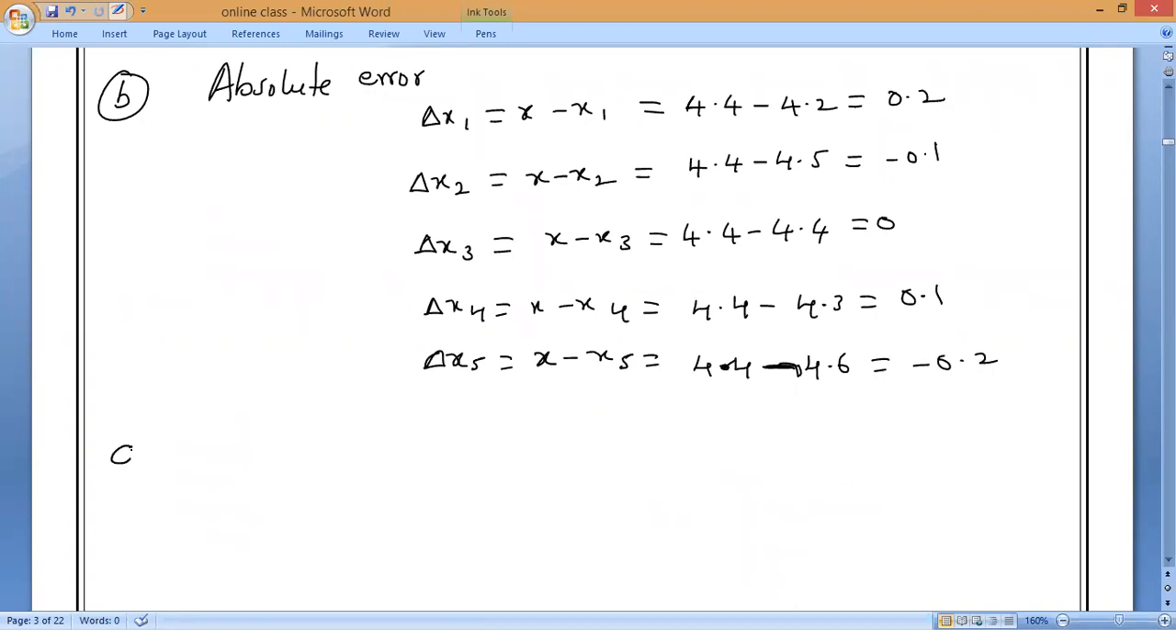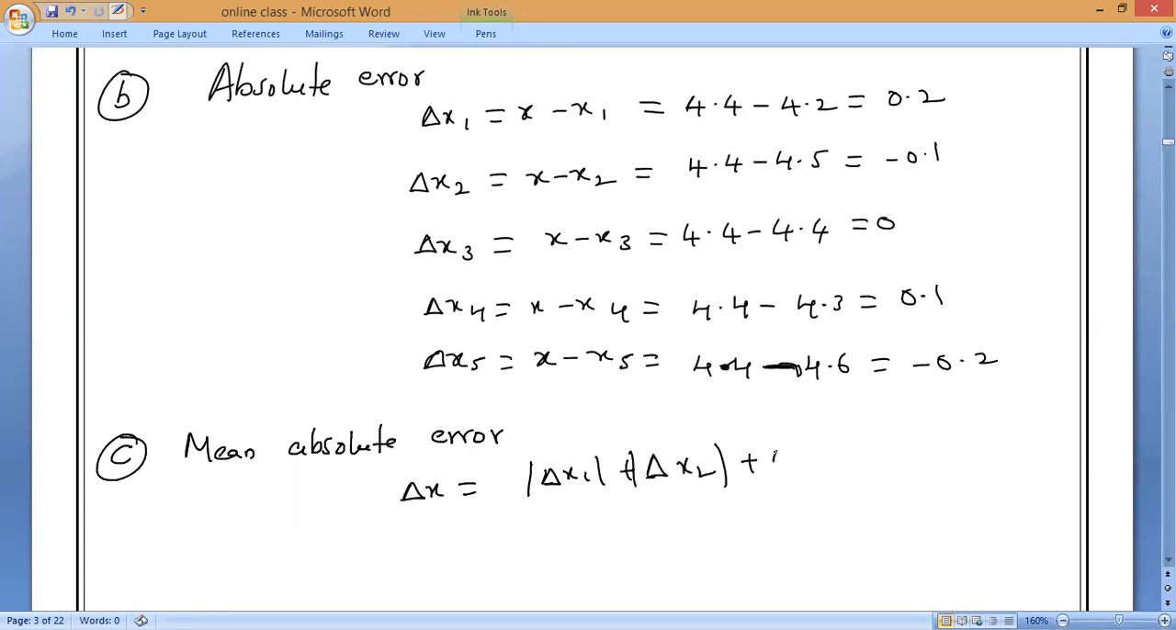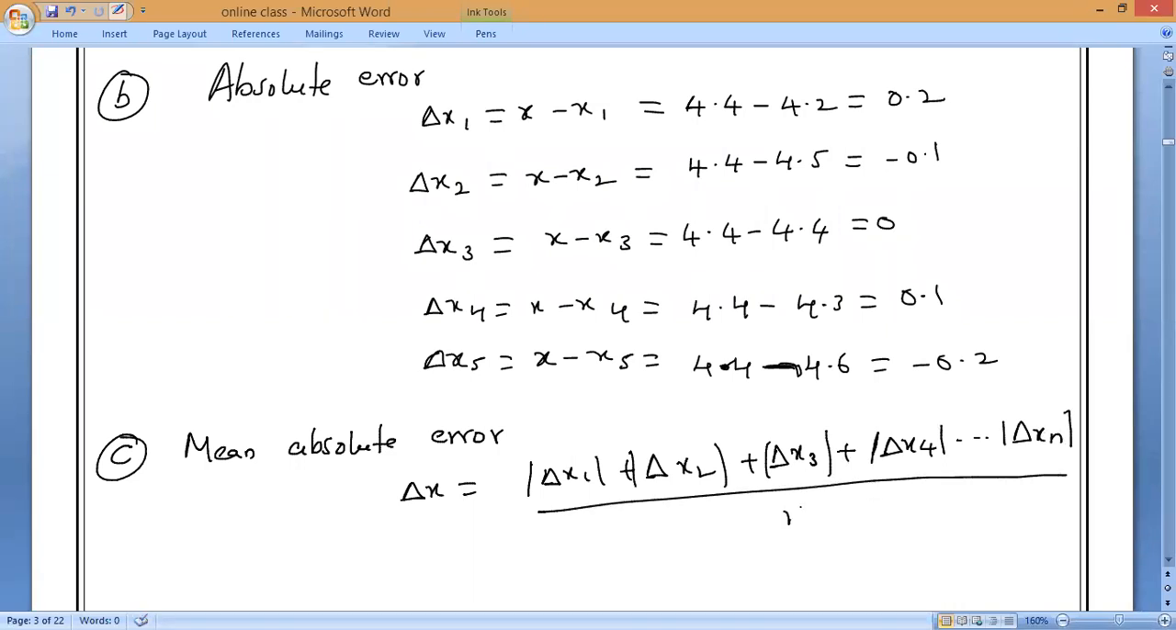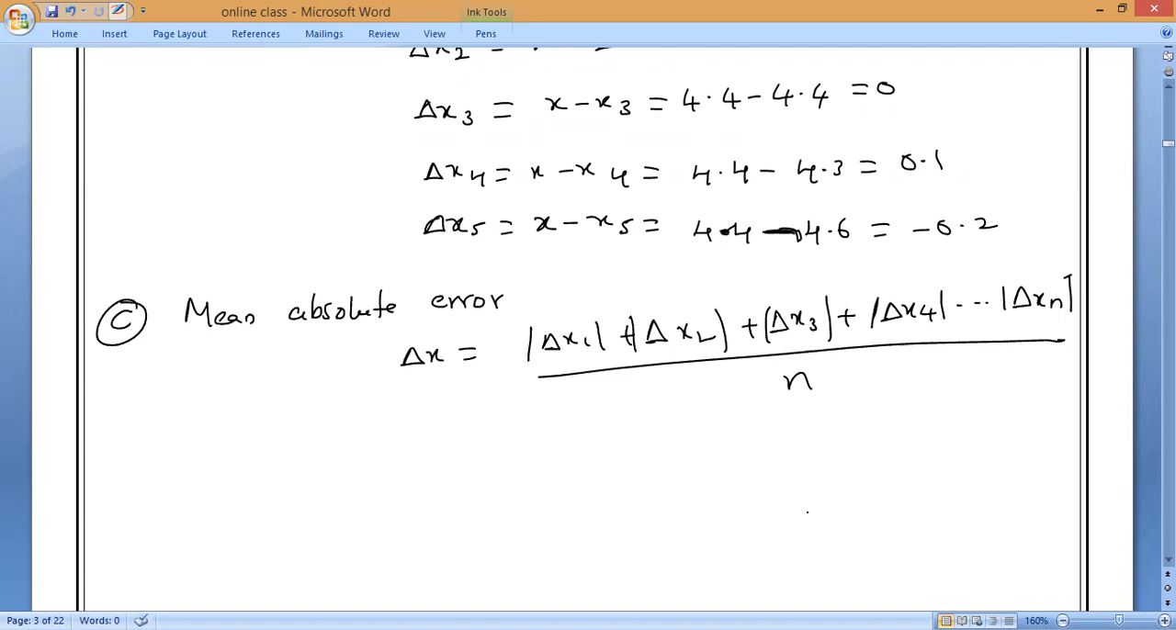So that is the absolute error. Fine. Next, mean absolute error. What is the formula? Mean absolute error, delta x, is equal to the mod of delta x1 plus mod of delta x2 plus mod of delta x3 plus mod of delta x4, and so on till delta xn, divided by n. Then substitute the values, everybody.